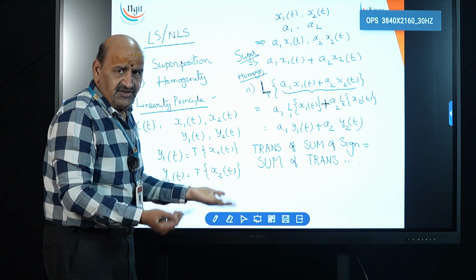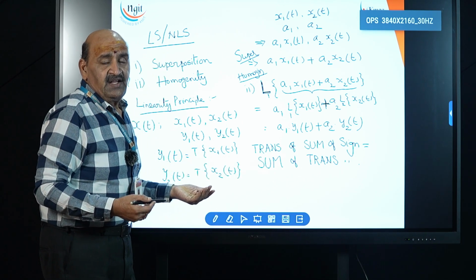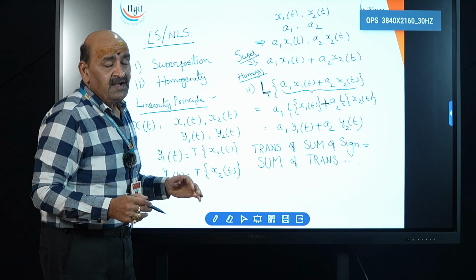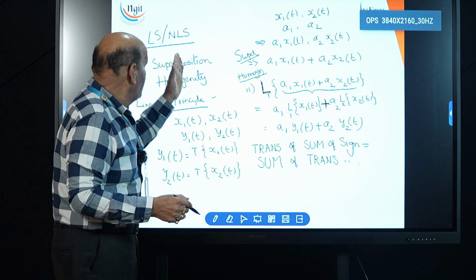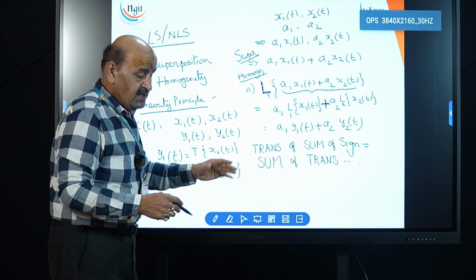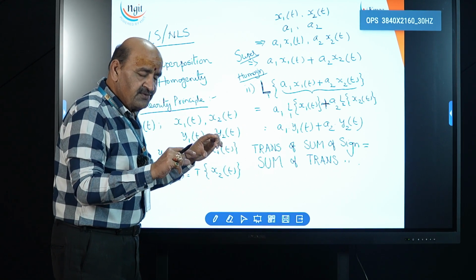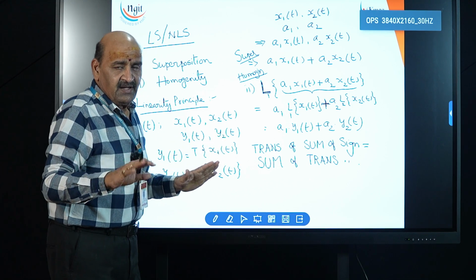Now in the very next session, we are going to prove whether a system is linear or non-linear. We have to prove it mathematically. From this mathematical proof, we just have to apply these three conditions. These problems seem to be a little more than small, but we have to analyze them.